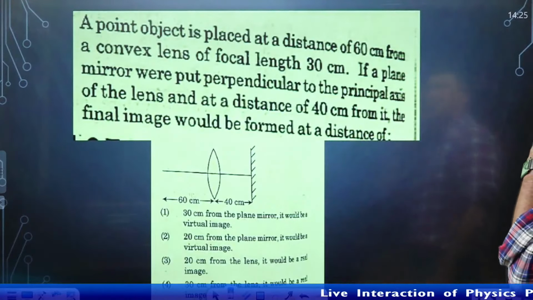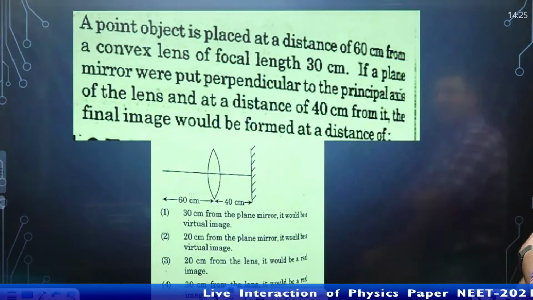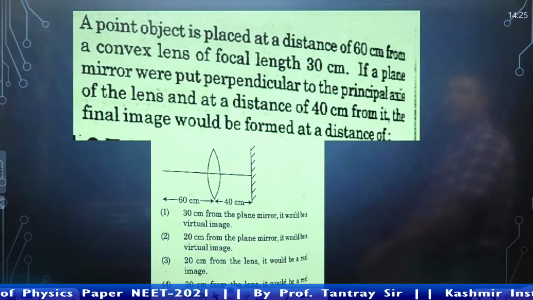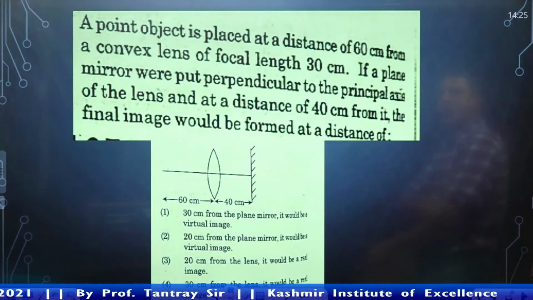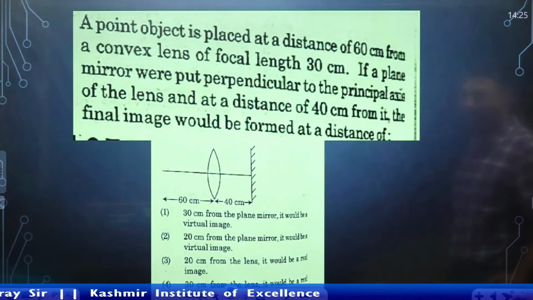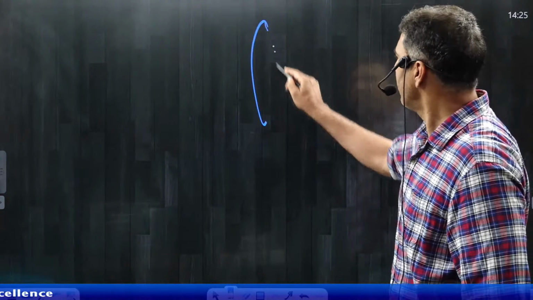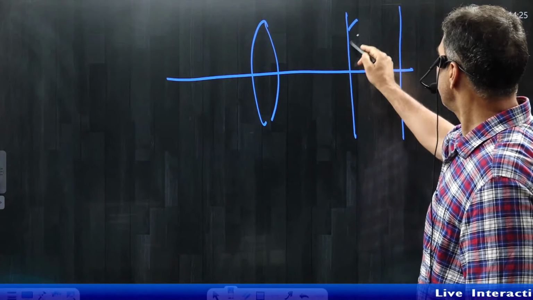A point object is placed at a distance of 60 centimeters from a convex lens of focal length 30. If a plane mirror were put perpendicular to the principal axis of the lens, at a distance of 40 centimeters from it, the final image would be formed at a distance of. The question is like this. Let me solve the question like this. 60 and 40. I must remember this. This is a lens. This is a mirror.